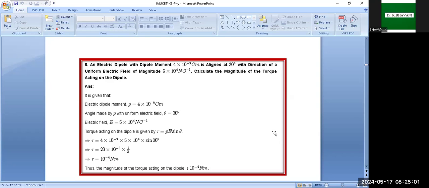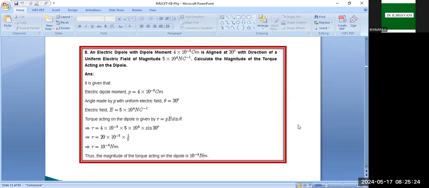Now, they are asking us for the magnitude of the torque. Torque is equal to pE sin theta. Substitute the given values in this very simple formula and do the calculation. You will get 10^-4 newton meter. Very simple problem, guys. For this, you need to concentrate on the formulas: what formulas are applicable for this problem? That's all.